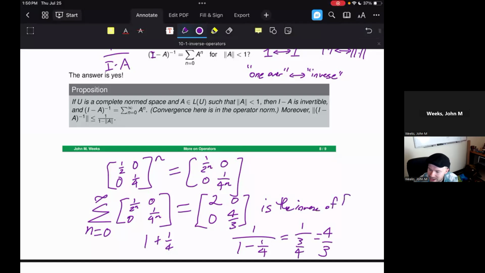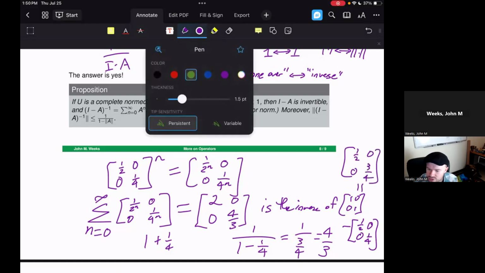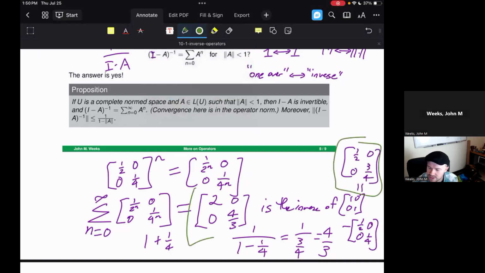And this matrix is the inverse of the identity matrix 1, 0, 0, 1 minus the matrix that I started with, 1/2, 0, 0, 1/4. This is what we're claiming here. Subtract these two matrices, and what you end up getting is 1/2, 0, 0, 3/4. Take a look at these two matrices and notice these two are inverses of each other. Just take a look at the diagonal entries. 2 and 1/2, multiplicative inverses. 4/3 and 3/4, multiplicative inverses.